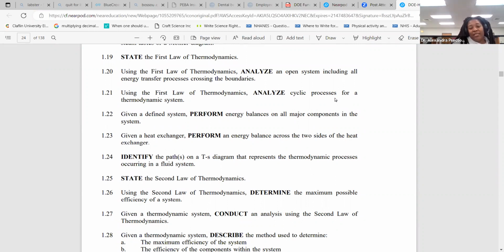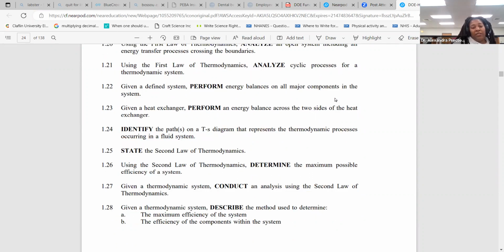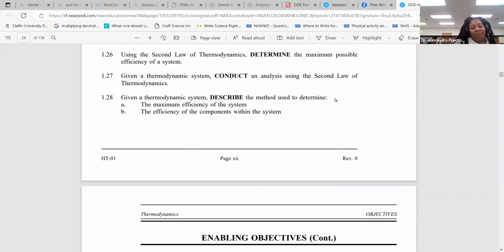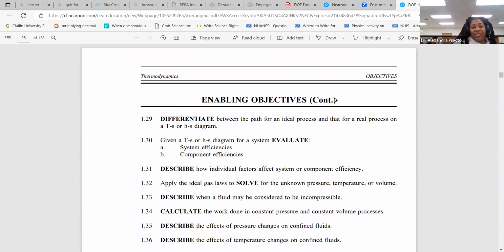Given this thermodynamic system, we're going to conduct an analysis using the second law of thermodynamics. Given the thermodynamic system, we're going to describe the method used to determine maximum efficiency of a system, efficiency of components within a system. Then we're going to differentiate between the path for ideal processes and the path for processes that are real on this temperature, entropy, and enthalpy entropy diagrams.